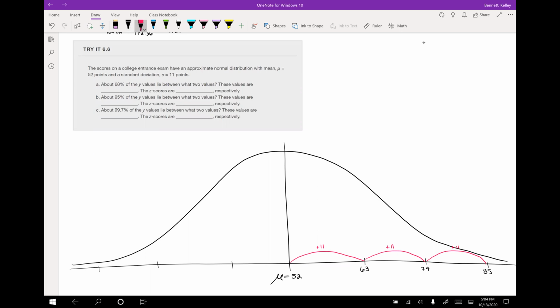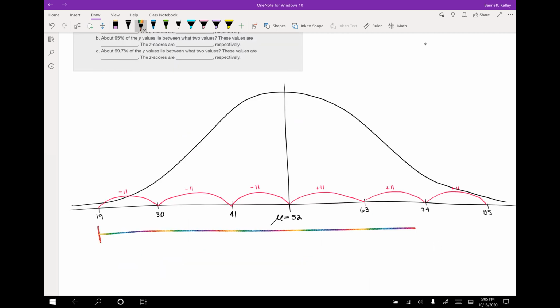Similarly, I can go back. So we're just making our little hops. And each hop is 11. So if I'm at 52 and I go down by 11, that puts me at 41. I go down by 11 again, that puts me at 30. I go down by 11 again, now I'm at 19. So if I'm within 3, that's the full shebang almost, right? So that's going to be 19 to 85.